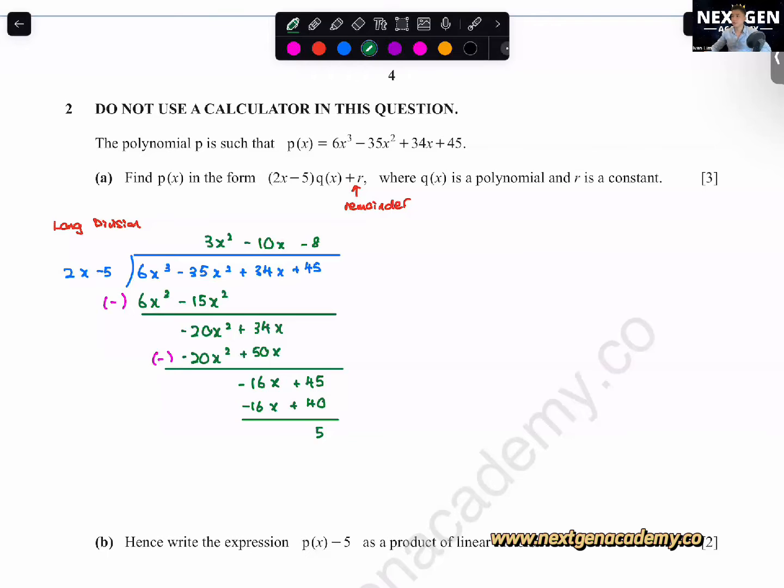Okay, now how do we present it? How do we present it over here? Now you're going to put it, this one is 2x minus 5. Okay, p(x) will be equals to (2x minus 5)(3x squared minus 10x minus 8) plus 5. Okay. If you want to write like this, is it necessary to write like that? Actually, not really. I don't think they really specify, but just write down. Okay, just write down. r equals to 5.